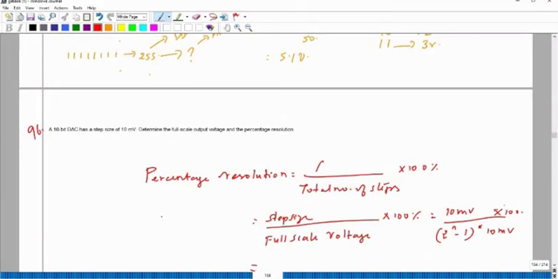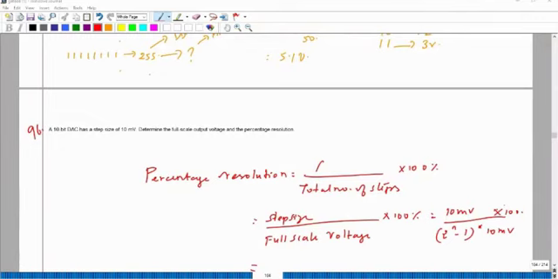DAC means digital to analog converter, which has a step size of 10 millivolt, determining its full scale output voltage and percentage resolution. So, what does DAC mean? DAC is a digital to analog converter, and they are asking about the full scale output voltage. So, what is the full scale output voltage?